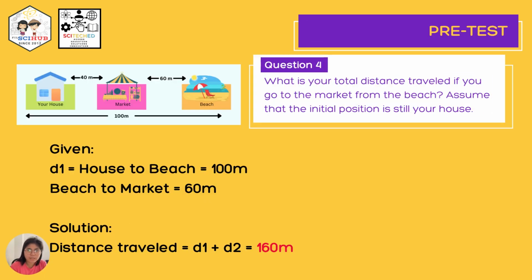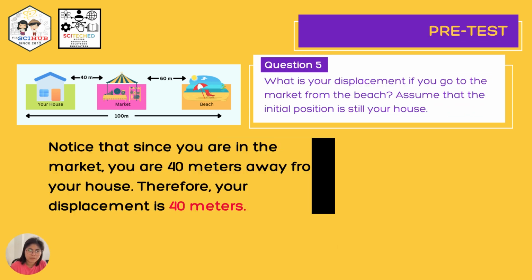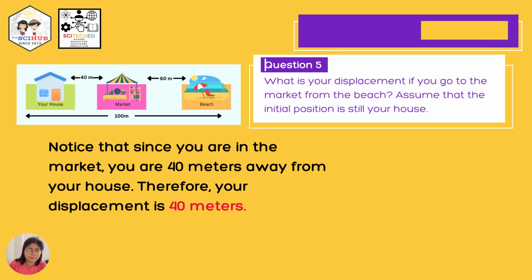For question number 4, your distance traveled is 160 because you went to the beach from your house, then from the beach you went to the market. That is 160 meters. In question number 5, since we are talking about displacement, the answer here would be 40 meters because as you can see from the diagram, you're 40 meters away from your house. Okay, and you can also solve this. So this is 100 minus 60, that is 40.